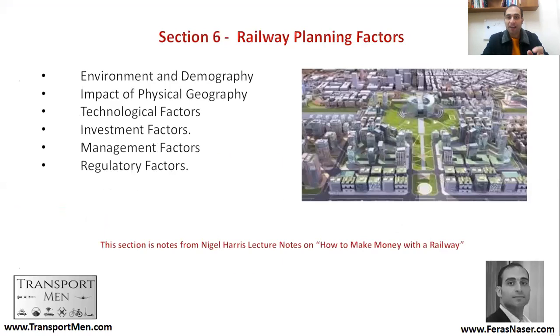These are the factors that you would be considering when you plan any railway project. And just to explain, I got these notes from Nigel Harris, and he had a presentation called How to Make Money with Railways. So the first factor that we'll be looking at, environment and demography, the number of people, the information about the people, information about our future travelers. Also, we'll be looking at impact of physical geography. We'll be looking at technological factors, what kind of technology we should choose, what kind of transport solution is the best solution for us. And in this case, we are focusing on railways.